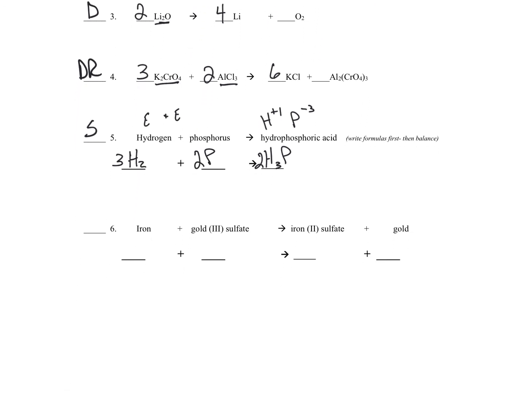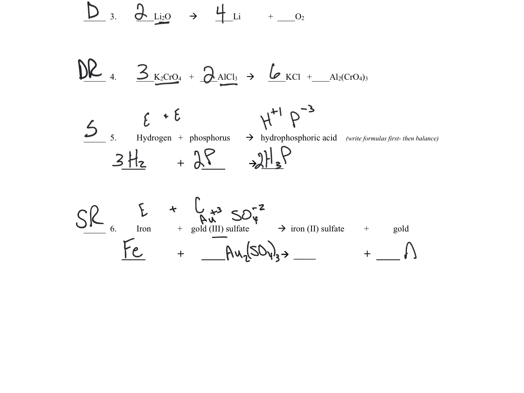Last but not least, number 6, I have an element plus a compound. That tells me this is going to be a single replacement reaction. Iron is Fe. Gold(III) sulfate. I know gold is Au with a +3 charge because I have a Roman numeral 3. Sulfate you can look up on the chart, SO4 -2. Gives me my formula, Au2(SO4)3.